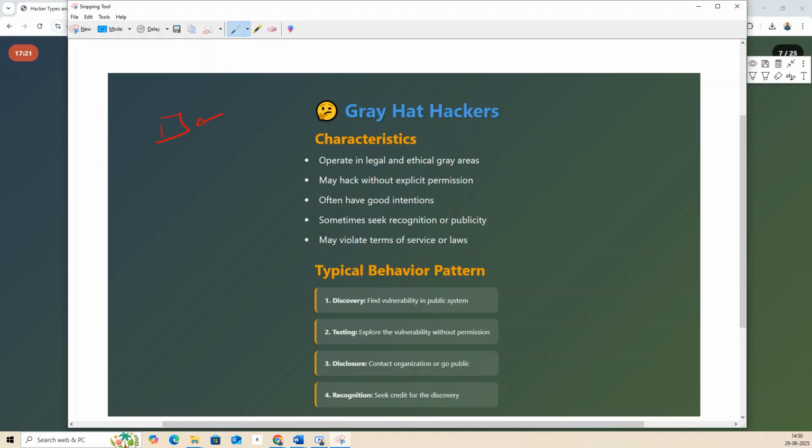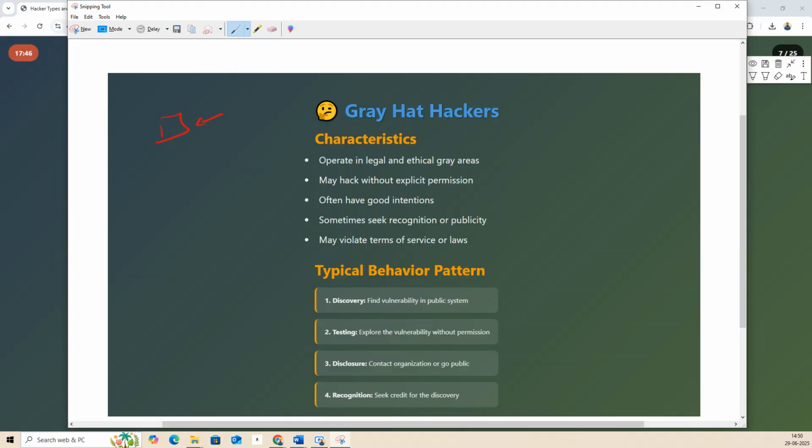They might discover a vulnerability in a public website and explore it further than they should, legally speaking. They often seek recognition or publicity for their discoveries, and they sometimes violate terms of service or even laws, even though they are trying to help. Let me show you a typical gray hat behavior pattern. It usually follows this sequence.